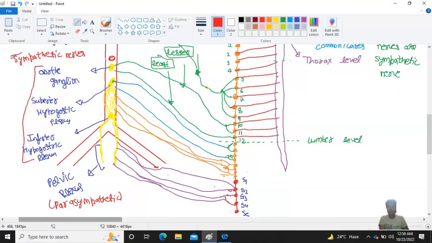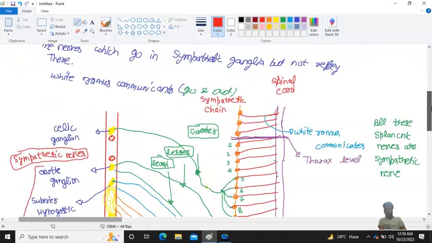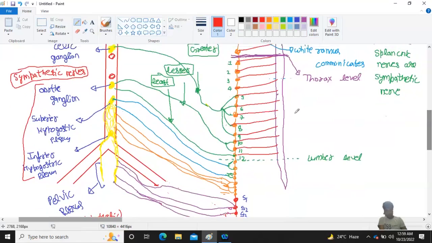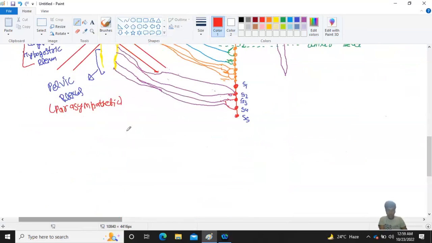But what are their roles? They supply the organs of the abdomen. Basically, they supply the organs. These all splanchnic nerves supply the organs. So this is the prevertebral plexus. This celiac ganglion also contains some other ganglia. How many other ganglia are contained in the celiac ganglion?